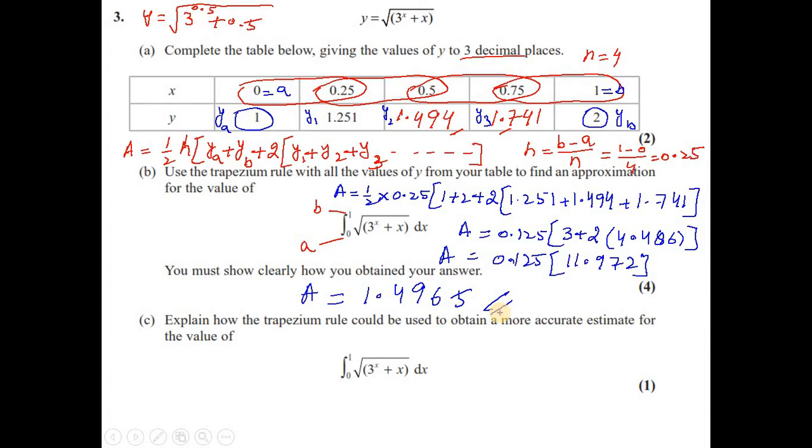Explain how the trapezium rule could be used to obtain a more accurate estimation for the value. Of course, because in the trapezium rule it all depends upon the number of strips that we are choosing here. If you increase the number of strips, then we can have a more accurate value. So you can write that increasing the number of strips can increase the accuracy of the estimation. That's how you can write.